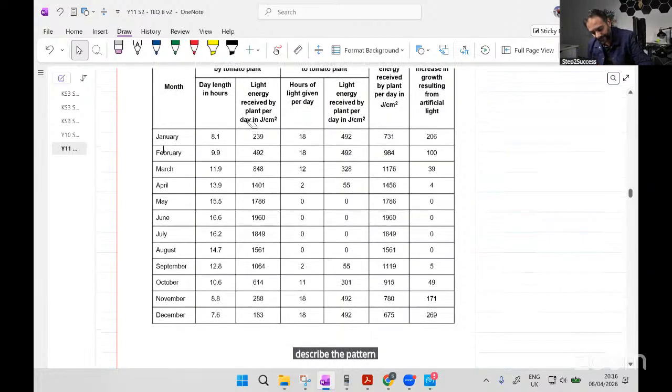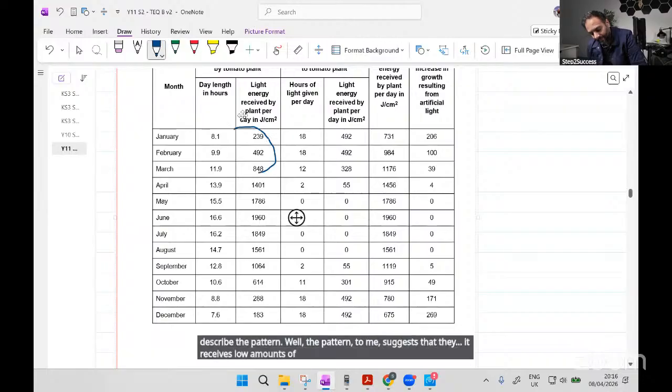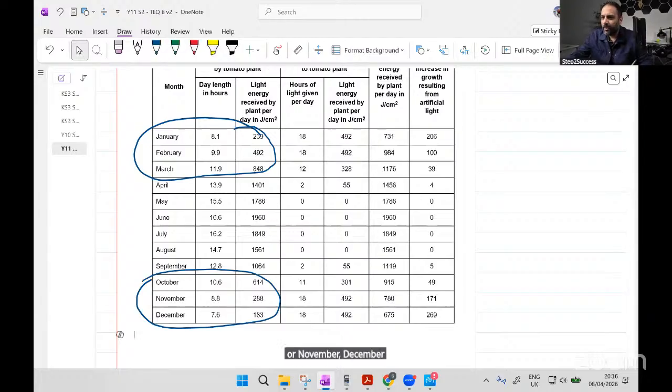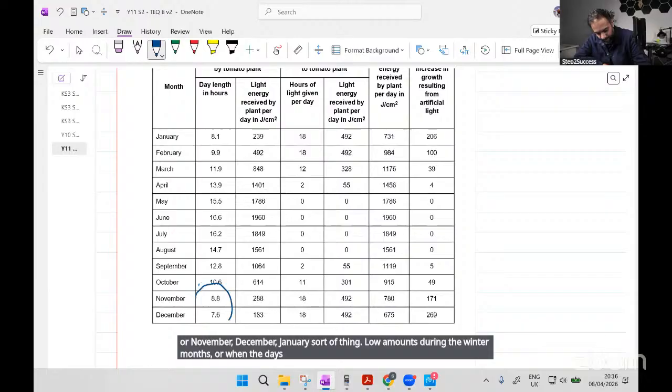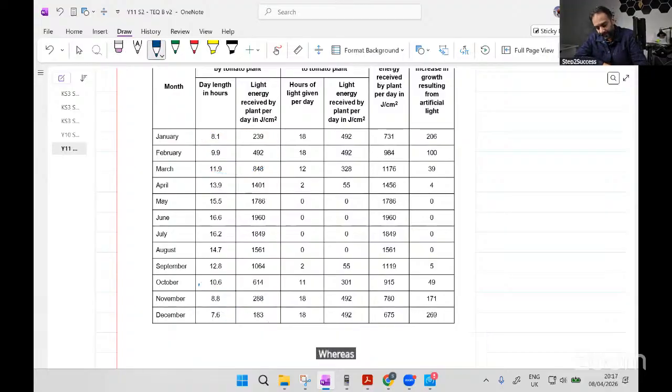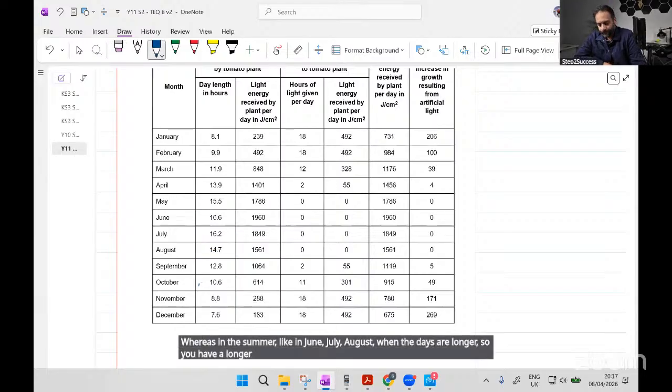Well, the pattern to me suggests that it receives low amounts of light energy in the winter months, like January to March and October, November, December. Low amounts during the winter months, because the days are also shorter. You see the number of hours. So shorter days, less light energy. Whereas in the summer, like in June, July, August, when the days are longer, it receives more light energy.